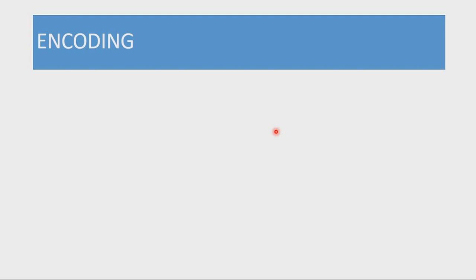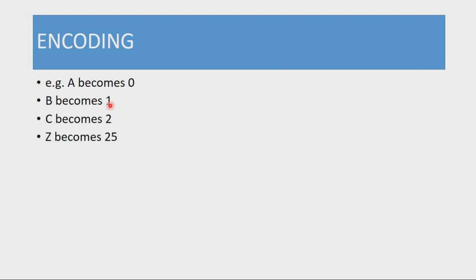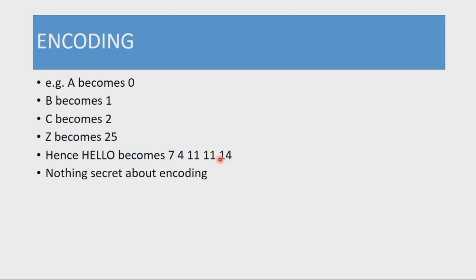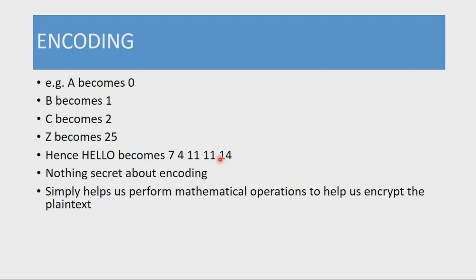So what encoding would do, for example, we could change an A to become a 0, B to become 1, C to become 2, and Z to become 25. In so doing, a message such as hello becomes 7 4 11 11 14 using this encoding mechanism. And we can perform mathematical operations on this new set of numbers, which will help us to encrypt a message. Now, there is nothing secret about encoding. What I mean by that is we are not trying to hide the message. We're simply changing it into a form that will help us to perform mathematical operations.